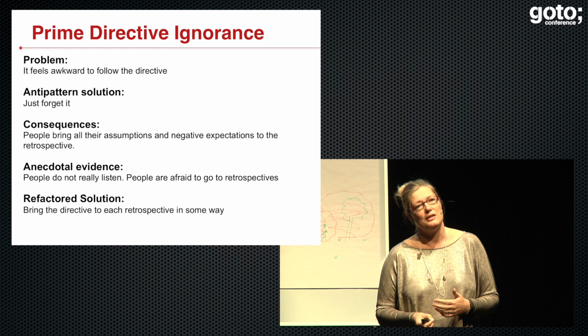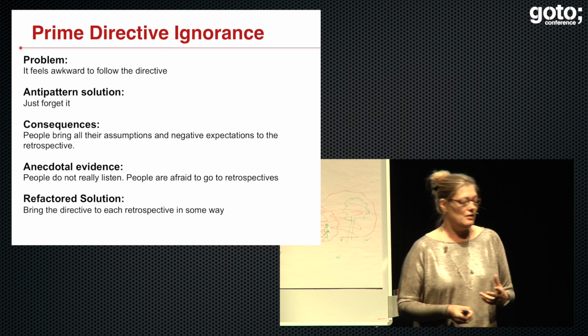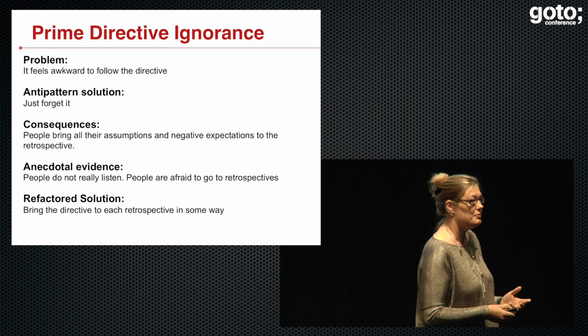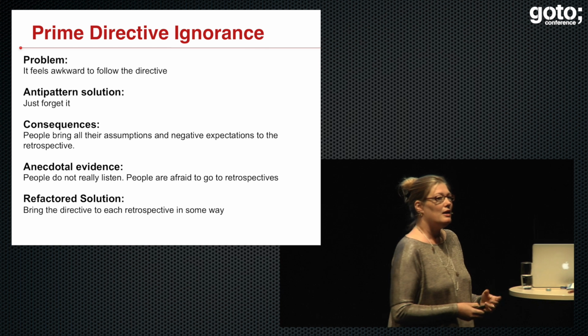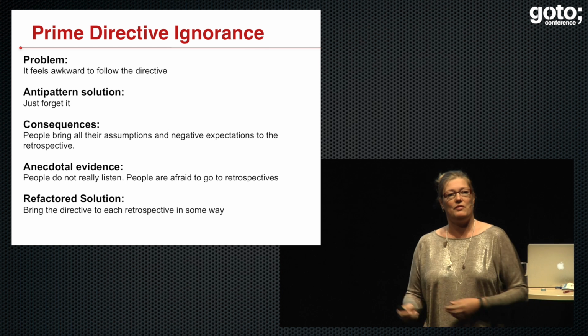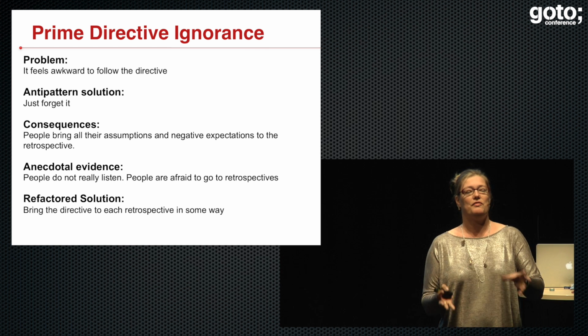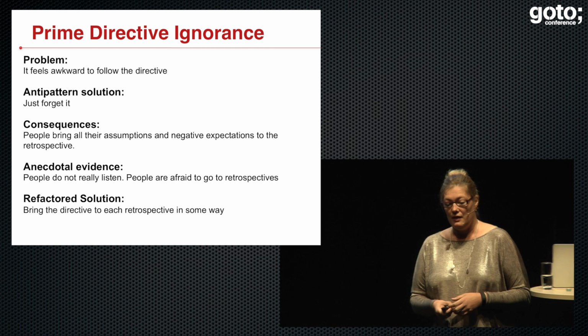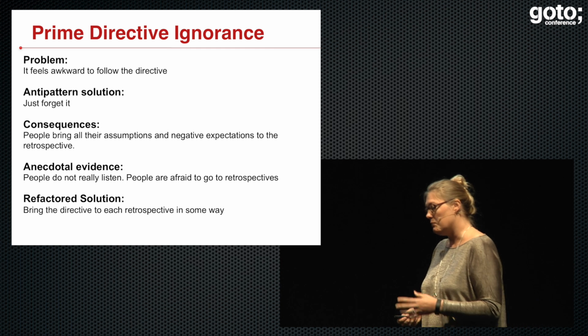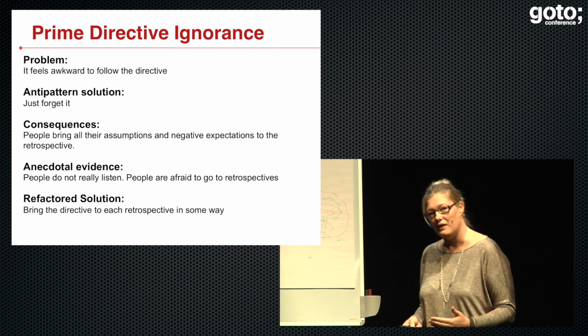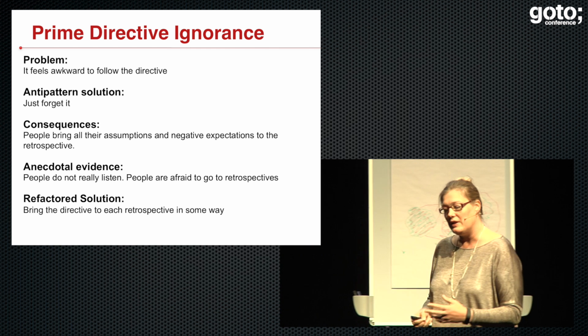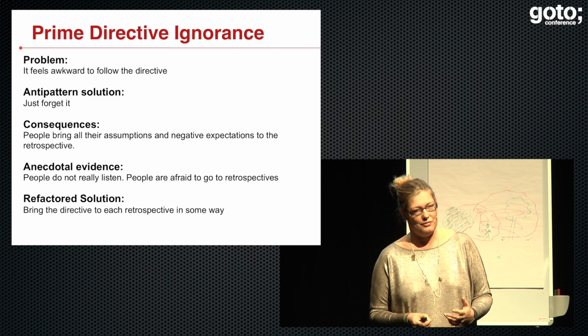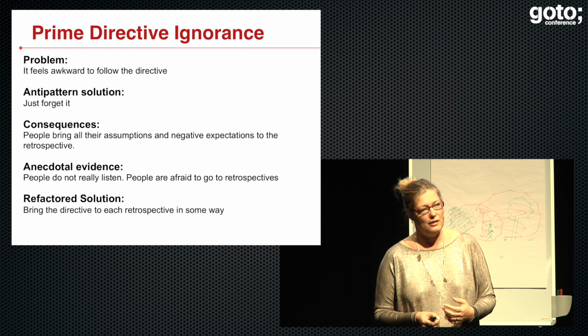And the consequence is that people bring all the negative expectations and assumptions to the meeting, and people are being scapegoated for the things that they've done instead of trying to figure out how they could make this work better. The anecdotal evidence, which means how do you know that you're in this antipattern, is that people don't really listen to each other. They're just hearing what they want to hear.